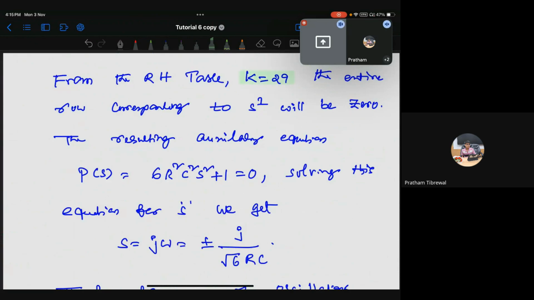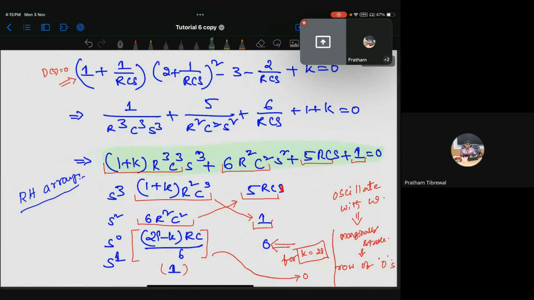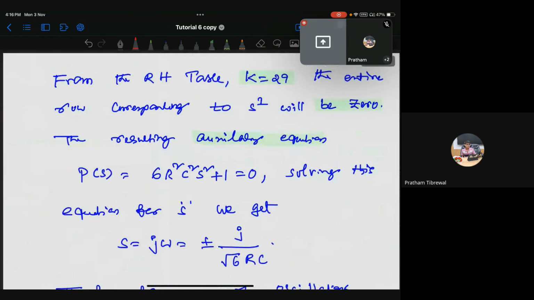So for k is equal to 29, this row goes to 0. Now you'll have this auxiliary equation. The auxiliary equation is this one, the row above the all zeros row. So the auxiliary equation is 6 R squared C squared s squared plus 1 multiplied by s to the power 0, correct? So this expression.